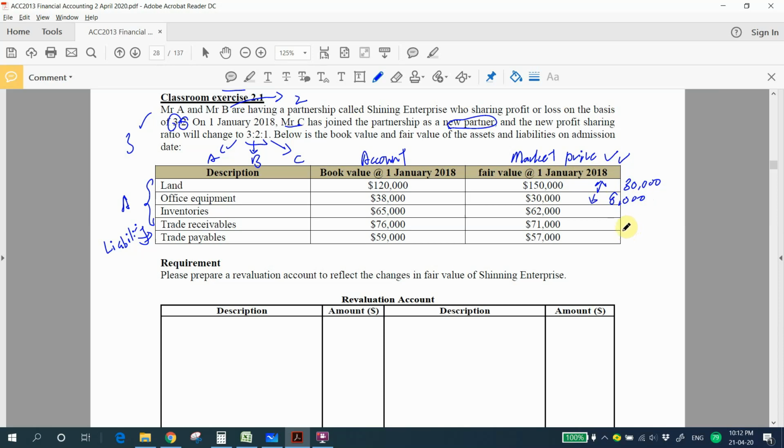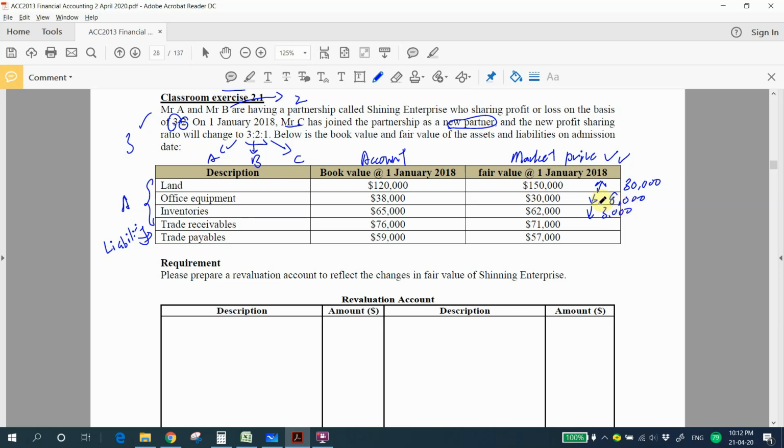Next one, inventory. Inventory is an asset of the company. Inventory, the book value is 65 and the fair value is 62. So is the fair value higher or lower than the book value? The fair value is lower by 3,000.